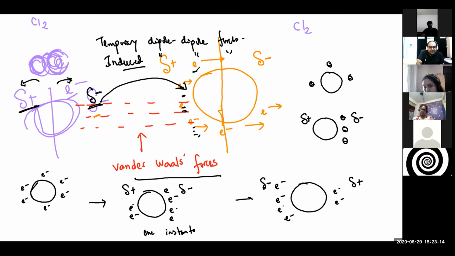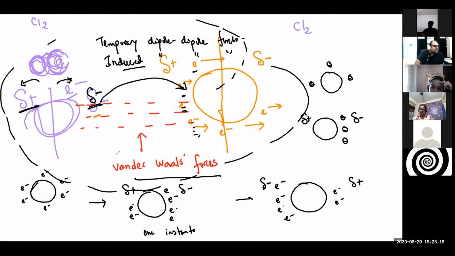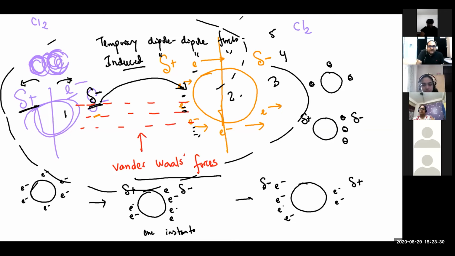And when this keeps on going, what happens? It's like a chain reaction. So from number 1 to number 2, number 2 to number 3, number 3 to number 4, then 5, and so on. The whole group of molecules becomes charged and eventually gives rise to van der Waals forces.